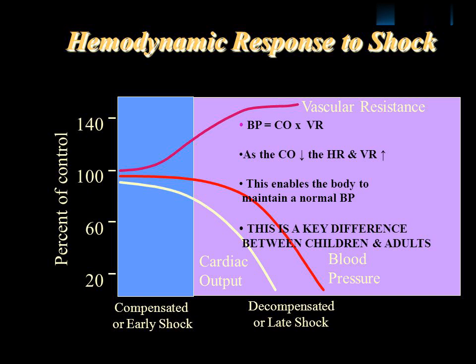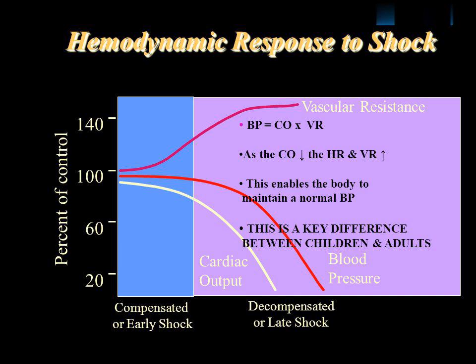140. 100. 60. 20. Vascular resistance. BP equals CO times VR. As the CO falls, the HR and VR increase. This enables the body to maintain a normal BP. This is a key difference between children and adults. Percent of control. Slide 11, Hemodynamic response to shock in infants and children.